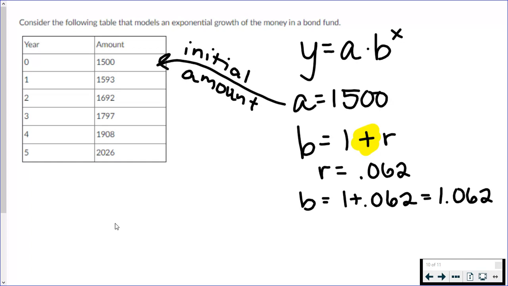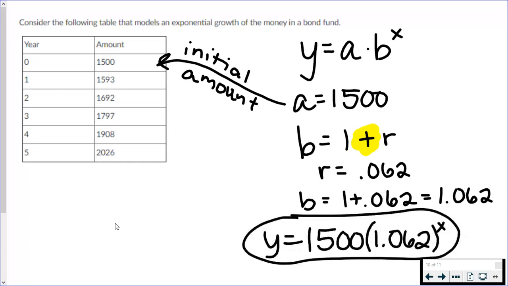So because the rate was 6.2% or 0.062, my B value is going to be 1 plus 0.062, which is just 1.062. And that gives me my function y is equal to 1,500, which was my initial amount, times 1.062 to the x.